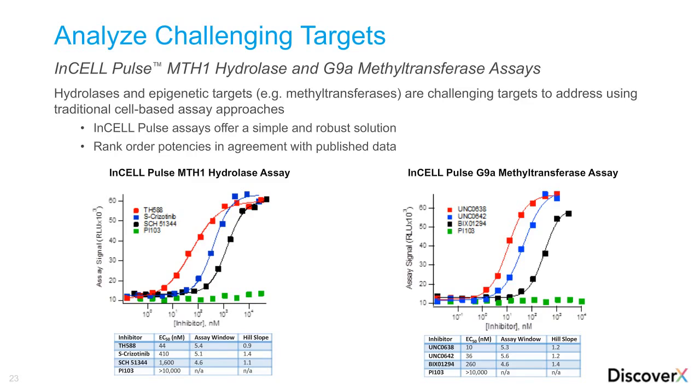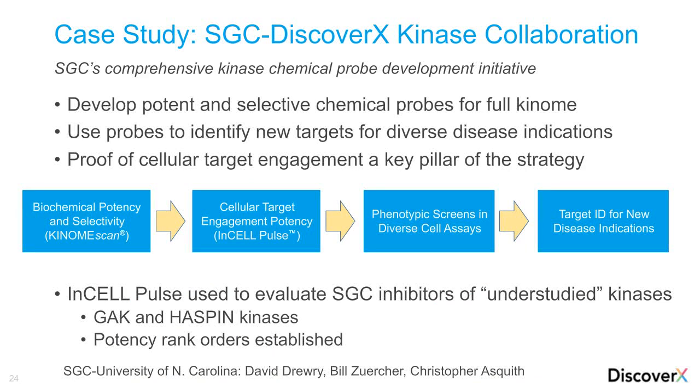And then we have G9A. This is our first methyltransferase we're looking at. It's an epigenetic target. Definitely difficult to create functional assays for these. And the readout could be very complex and sometimes require mass spec. So it's nice to have a convenient, simple cell-based target engagement assay that you can use to answer these questions. All right, so those are difficult, challenging projects.